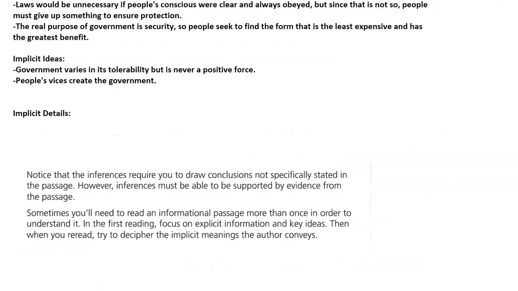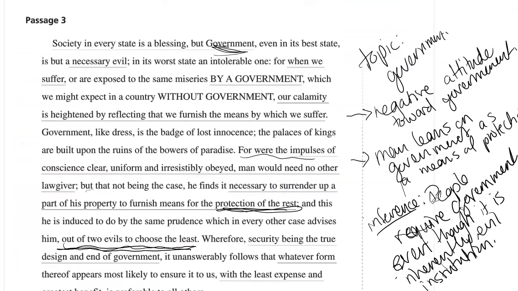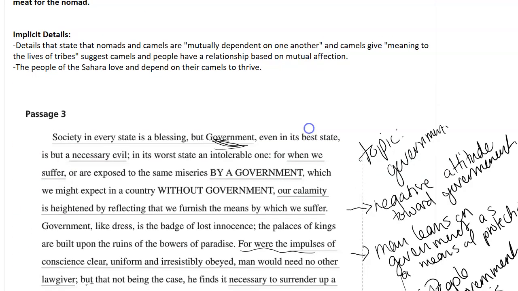And just a quick note, we need to notice that inferences require you to draw conclusions not specifically stated in the passage. However, inferences must be able to be supported by evidence from the passage. So it's always important that as we're making inferences, we have evidence to back that inference up. Otherwise, we are doing what's called assuming, and the SAT likes to use multiple choice answers that are assumptive as opposed to inference based. So just be careful with that. You're always ruling out answers that cannot be supported with evidence.